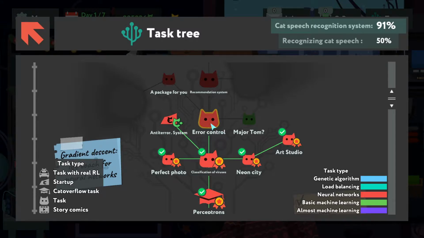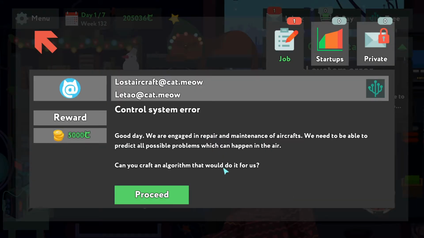We will continue with the next task, error control. Control system error. Good day, we are engaged in repair and maintenance of aircraft. We need to be able to predict all possible problems which can happen in the air. Can you craft an algorithm that would do it for us?